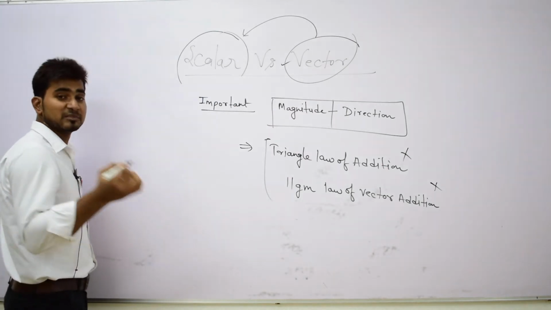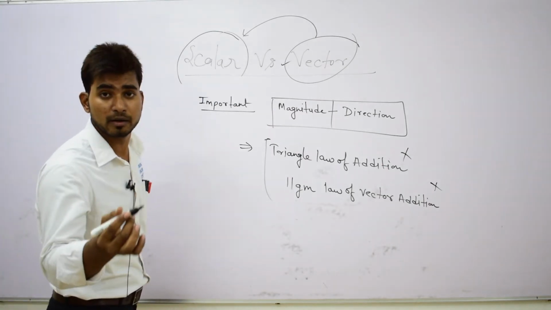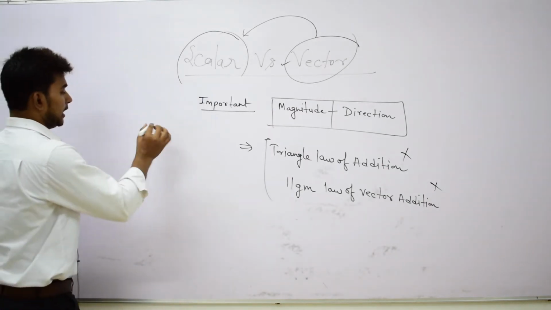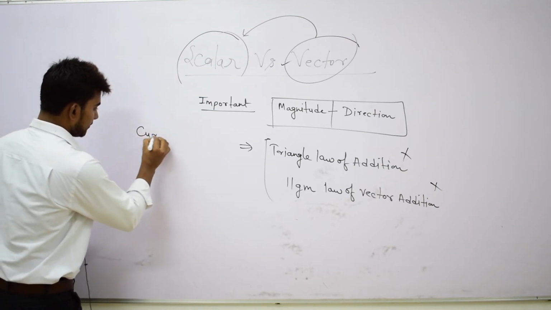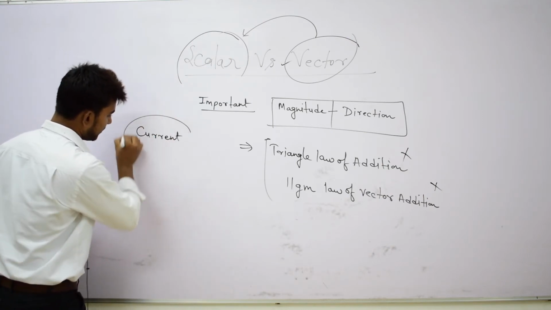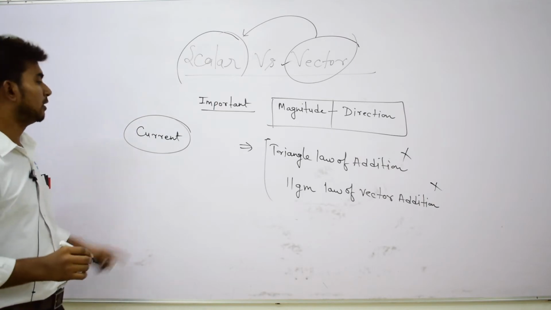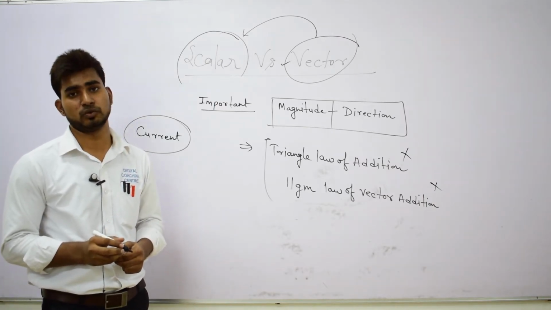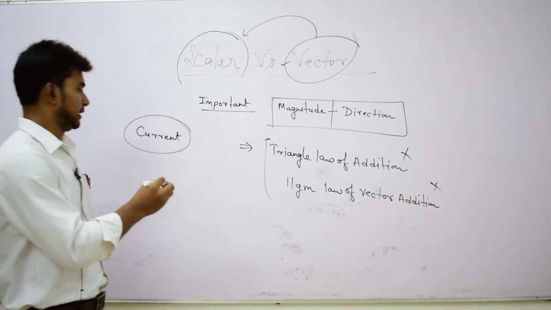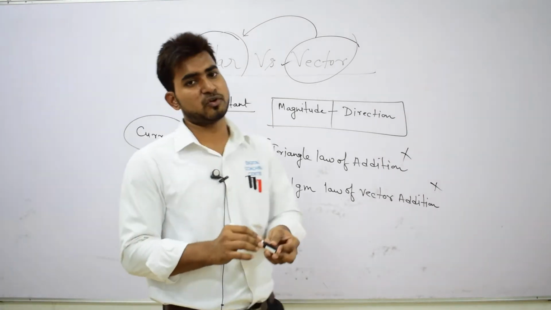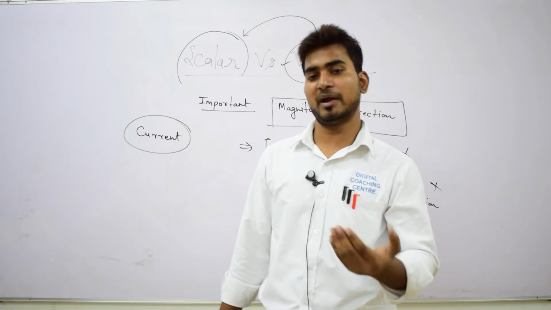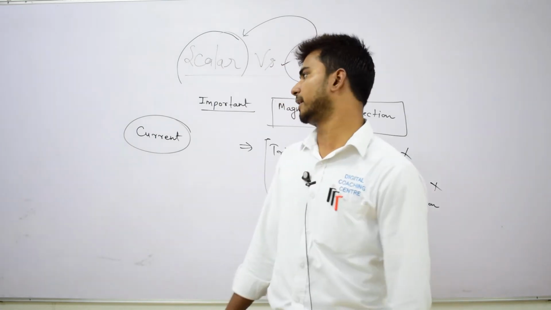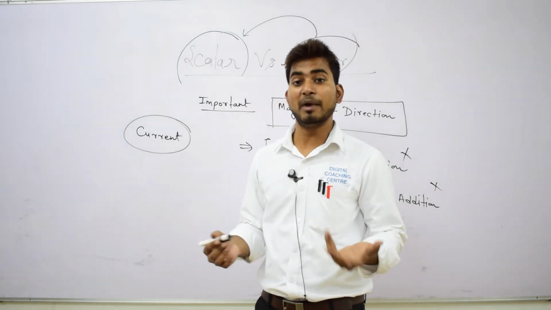Let's suppose I give you the example of current. We all know that current has some magnitude as well as direction also. In the external circuit, the current flows always from the positive terminal of the battery to the negative end of the battery, and it has a particular magnitude also.